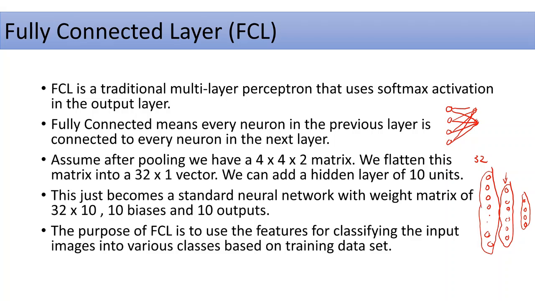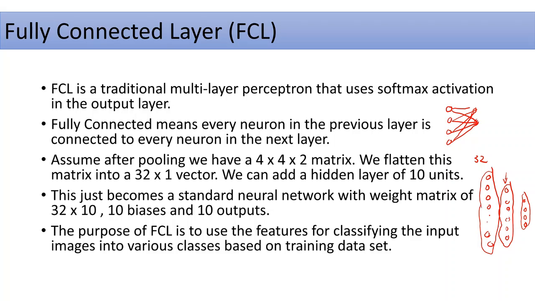When we connect the input layer, hidden layer and the output layer, it just becomes a standard neural network which has a certain weight matrix and a certain number of biases and outputs. The purpose of the fully connected layer is to use the features for classifying the input images into various classes.